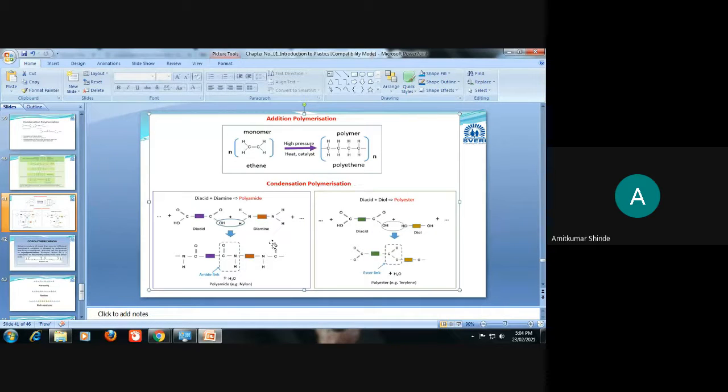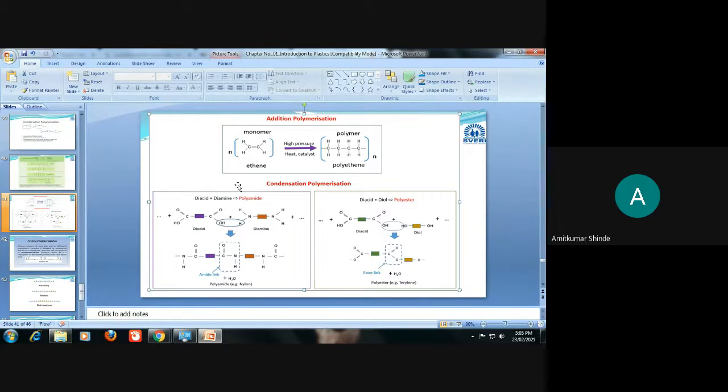Okay, then the next polymerization type is condensation polymerization. Please note down this example from these slides. I have taken two examples, you can note down any one. For condensation, I have collected two examples, you can note down any one. In the examination also you have to write the reaction, how the ethene monomer is transformed into the polythene polymer.